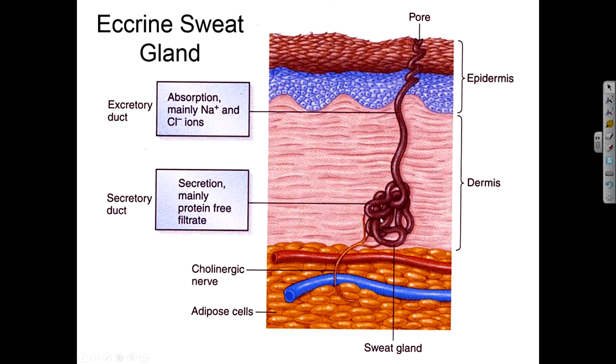And then that protein-free filtrate of fluid passes into the excretory duct. It's protein-free for the most part, but it may contain ions, and it does in fact have some of these ions removed from the fluid during transit onto the surface of the skin. But even so, not all of these ions are removed, because if you taste your own sweat, sometimes it tastes a little bit salty. It didn't get all of the sodium and chloride ions out, but a lot of it is.